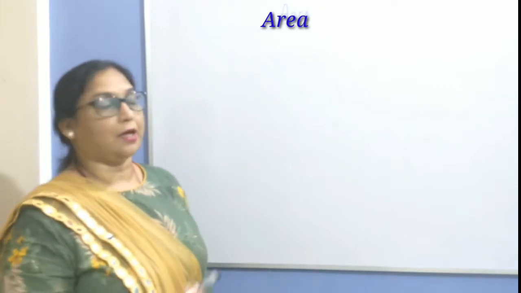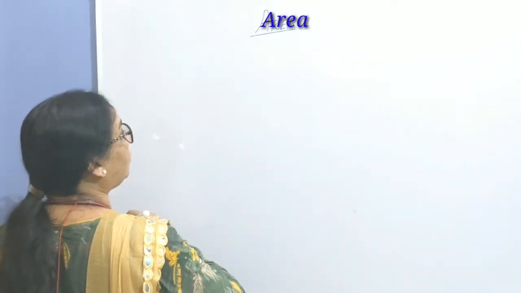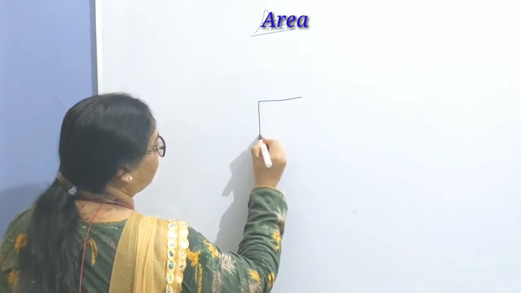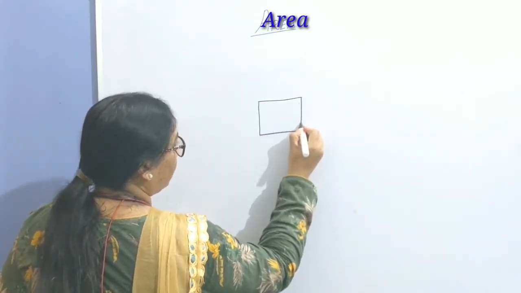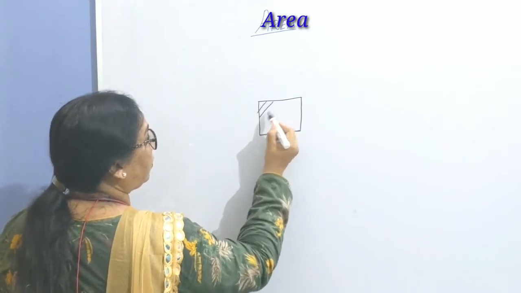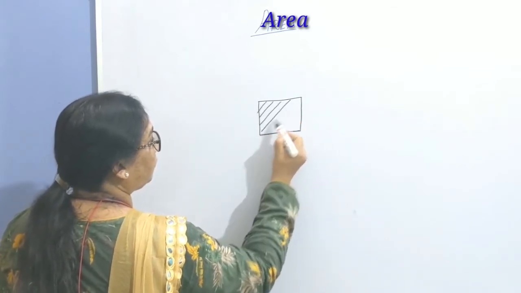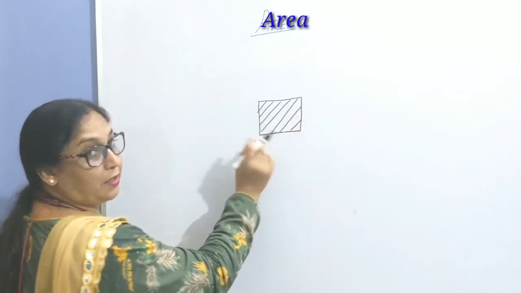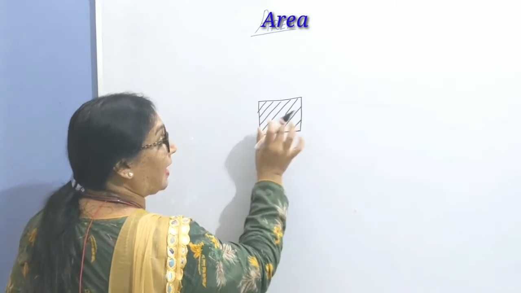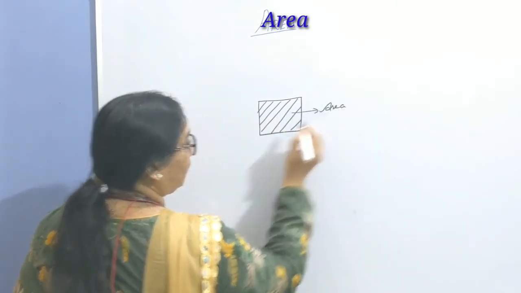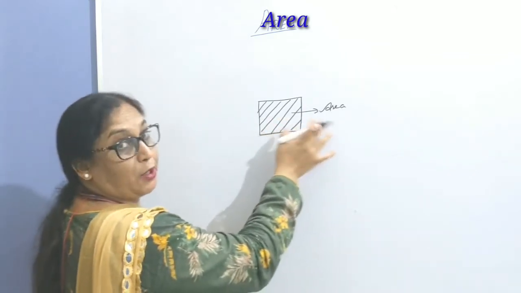What do you mean by area? Suppose I draw a closed plane figure, a square. Now in this case, children, this portion is enclosed by this closed figure. Can you see? The size of this portion is called area. If it is a square, we say it is the area of this square.